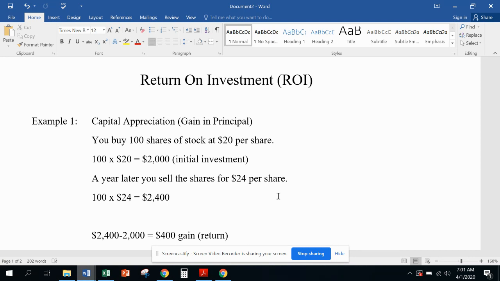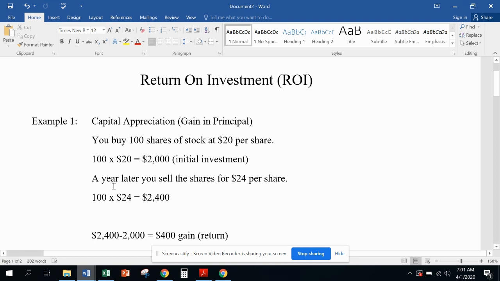Okay, so in our first example, we're just going to take a look at a straight capital gain, or capital appreciation, in an investment. So we start off, we're buying 100 shares of stock, and we bought it at a price of $20 per share. Since we're paying $20 per share, you multiply 20 times 100, and that comes to $2,000. That's our initial investment. So that's what we're going to measure our return against. I put in $2,000. How much do we make off of that investment?